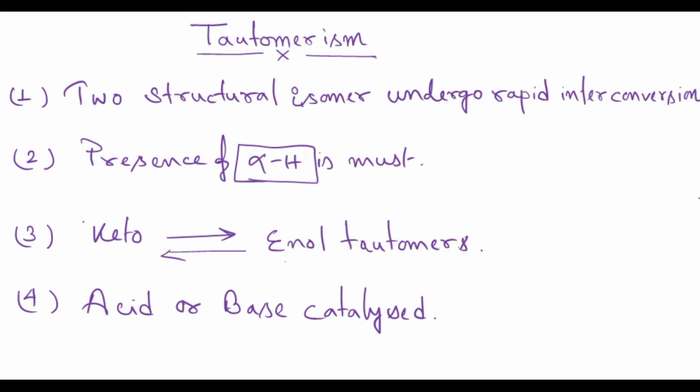Now you can see there are two types of tautomerism in the class 11-12 syllabus. One is keto and another is enol tautomerism. That means keto tautomerism, enol tautomerism. That means they undergo rapid interconversion with each other. Now they occur actually in the presence of acid or base. Now see what is alpha hydrogen first.